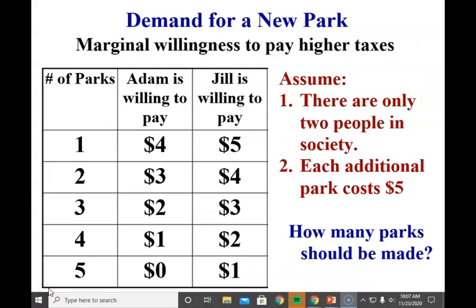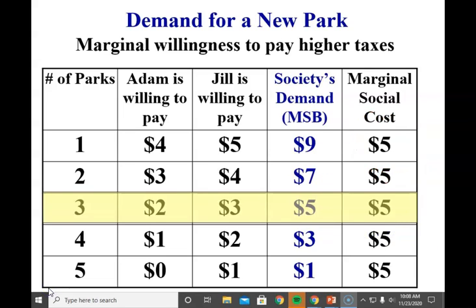So the socially optimal quantity will be where marginal social benefit equals the marginal social cost. Consider the marginal willingness to pay higher taxes and assume there are only 2 people in society, Adam and Jill, and each additional park is going to cost $5. How many parks should be made? So we'd add up Adam's willingness to pay and Jill's willingness to pay to get the marginal social benefit and compare that to the cost of $5 to produce an additional park. So in this scenario, the socially optimal number of parks is 3.